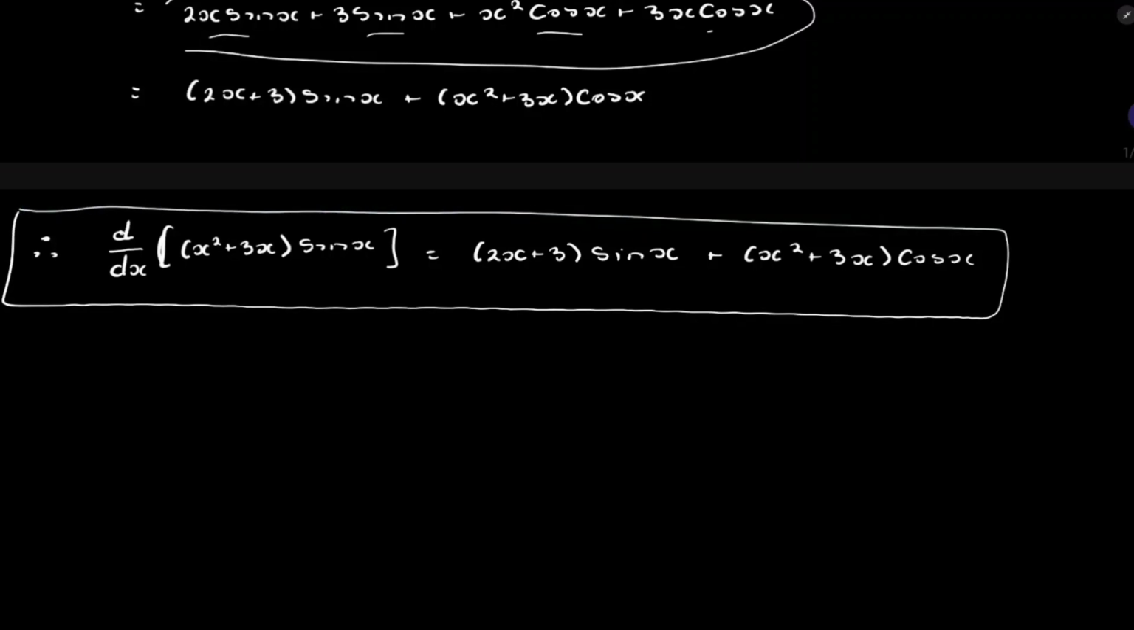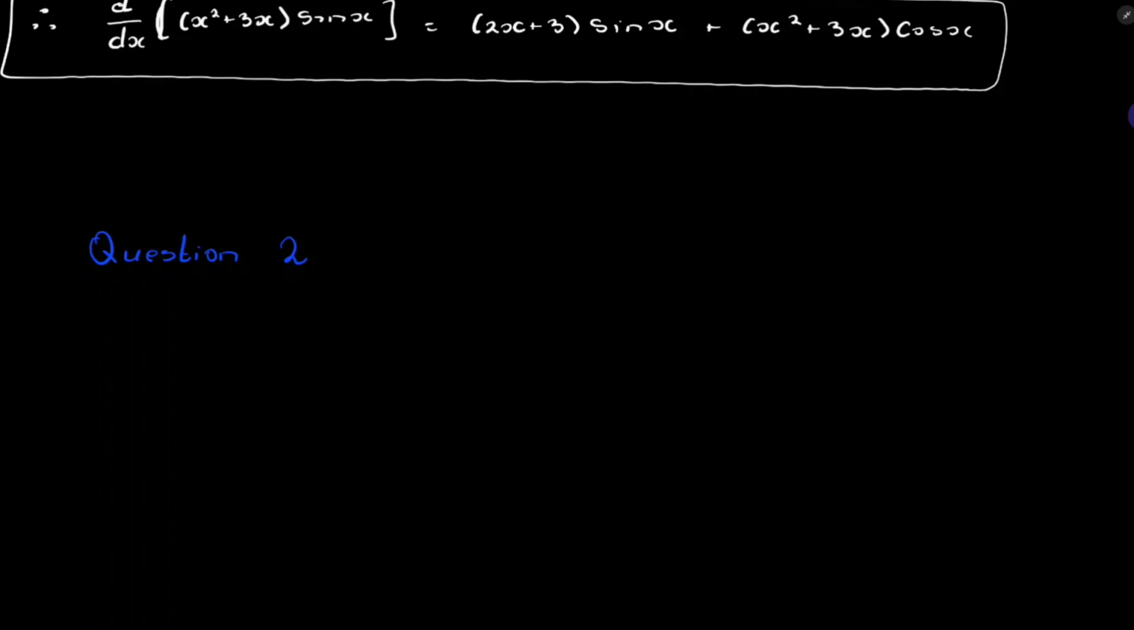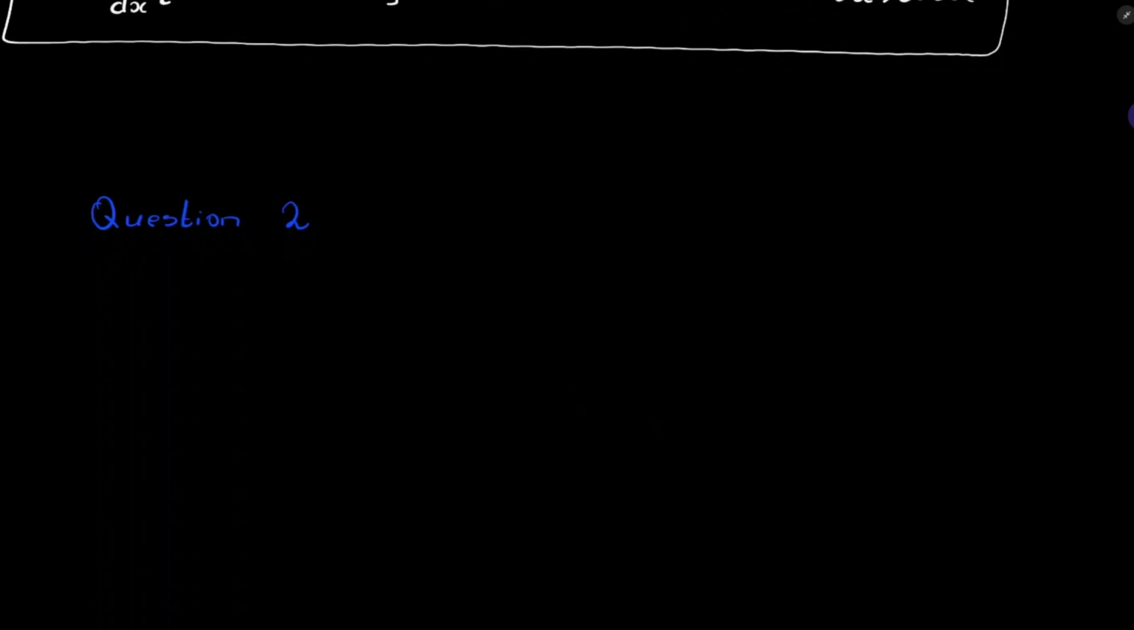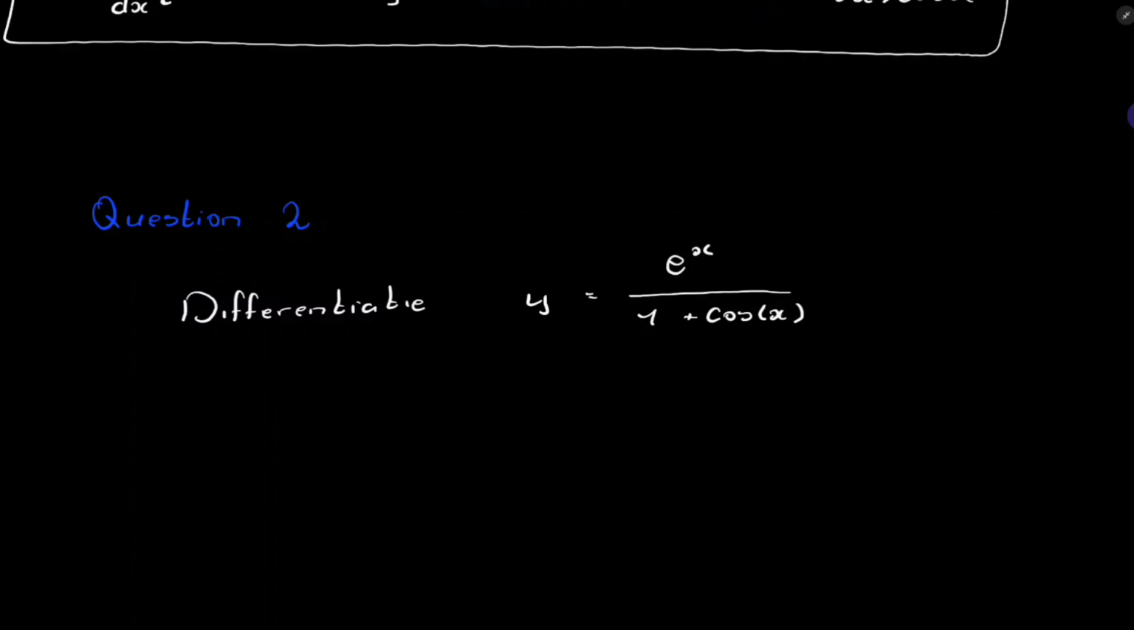So let's move on to our second question. What does our second question say? Differentiate the function y equals e to the x on 1 plus cos of x. When we look at this question, just like the previous question, we identify a numerator and a denominator.